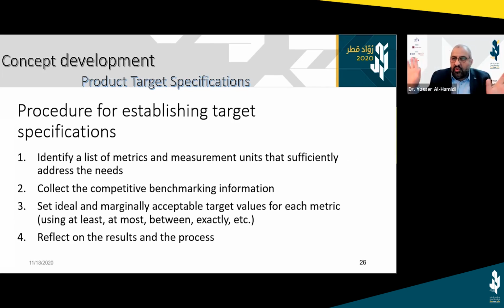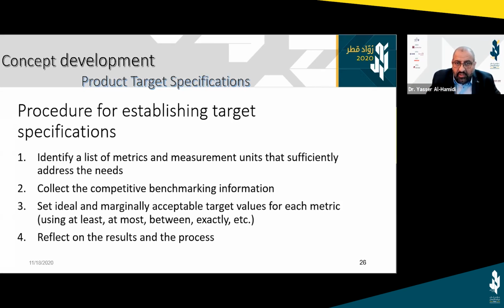Again, I have no clue how my product will work. All that I have is the customer needs. So can we, from these customer needs, really come up with a target specification for my product? Yes, we can. And the way to do it is by establishing a list of metrics for these needs. So we need to do a translation from the needs to these metrics. These are performance metrics.